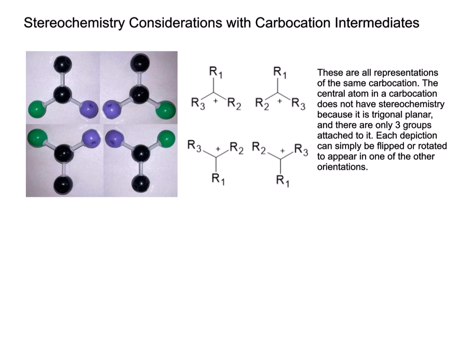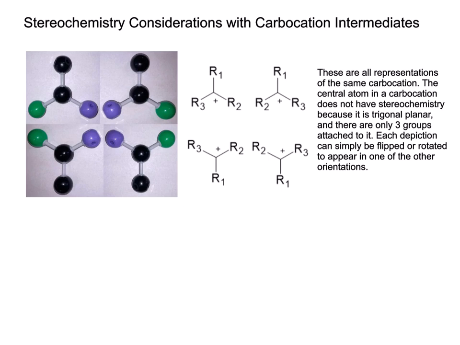The central atom in a carbocation does not have stereochemistry, and that's because it's trigonal planar and there are only 3 groups attached to it. You need 4 groups for something to be considered a stereogenic center and to have stereochemistry. Each of these depictions can simply be flipped or rotated to appear in any other of the orientations.